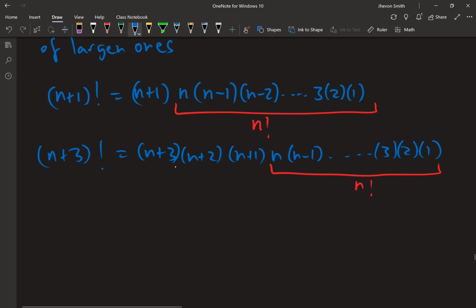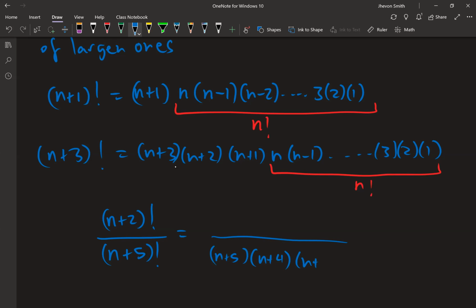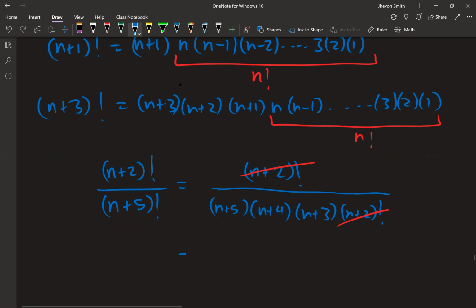So I could do something like, if I had to simplify n plus 2 factorial divided by, say, n plus 5 factorial, and I needed to know what that simplified as. Well, I realized that the denominator is going to be n plus 5 times n plus 4 times n plus 3 times n plus 2 factorial. I can just stop where the numerator is, stop where the smaller guy is, and the factorials will continue. So these guys would cancel here, and this would simplify to a fraction that we know how to deal with nicer: n plus 5 times n plus 4 times n plus 3.